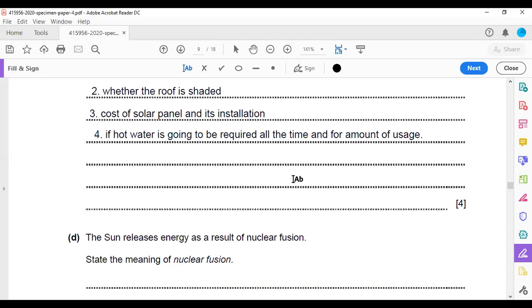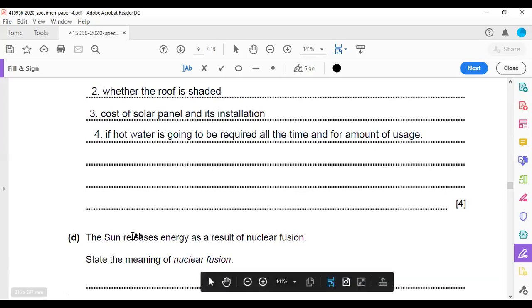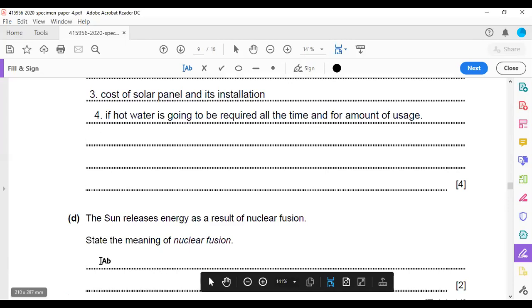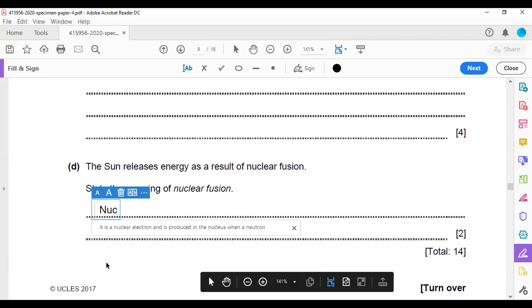Right. Going on again. Listen in part D. Part D of the question is the sun releases energy as a result of nuclear fusion. What is nuclear fusion?